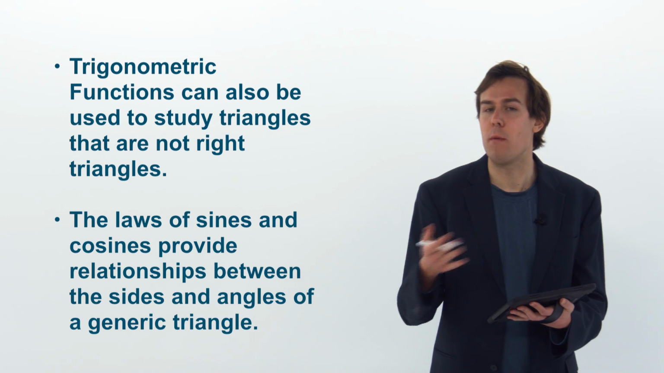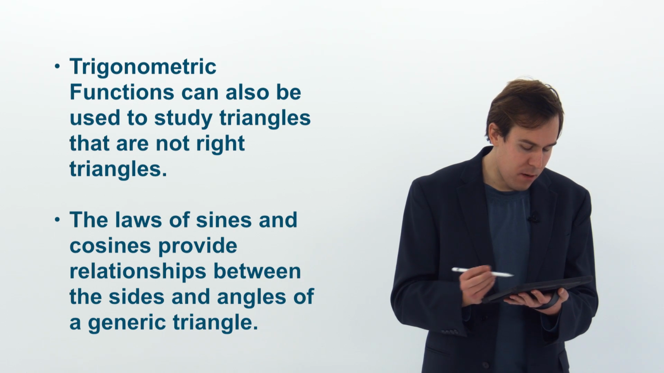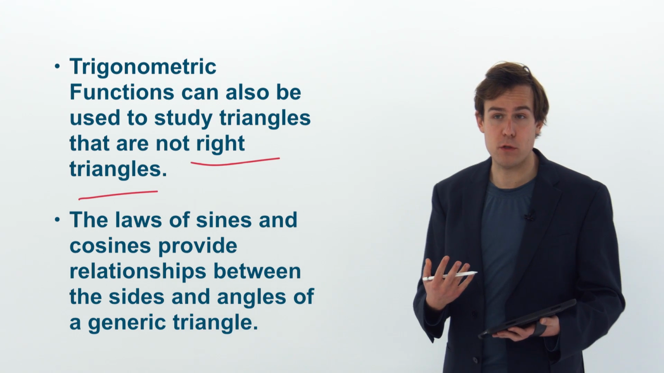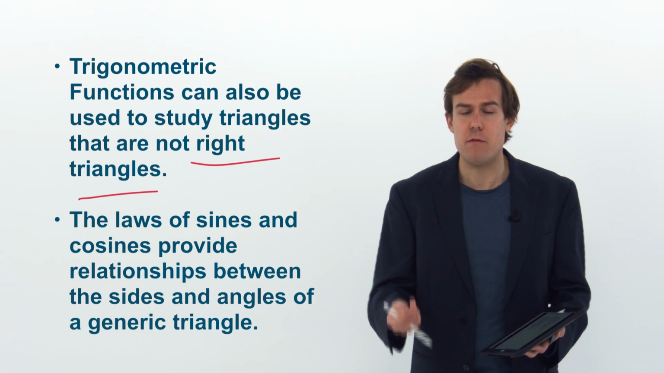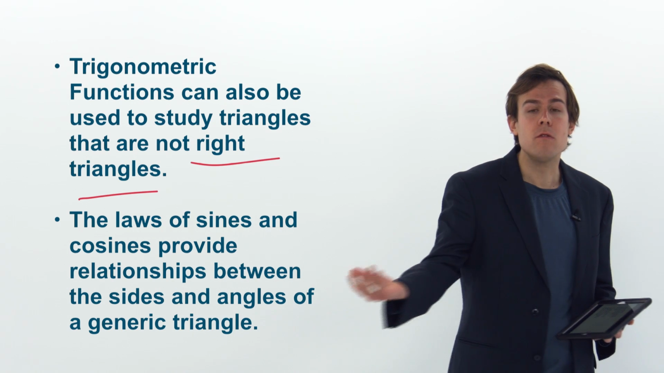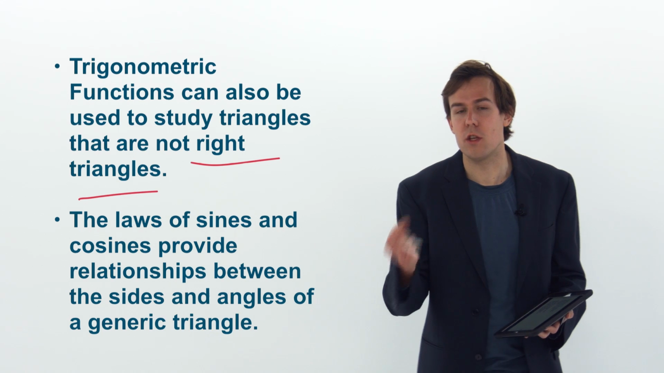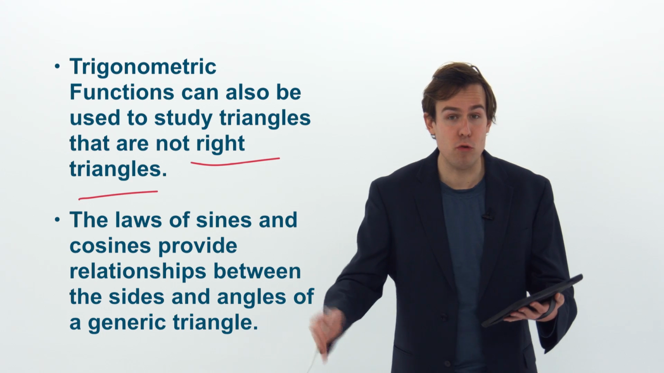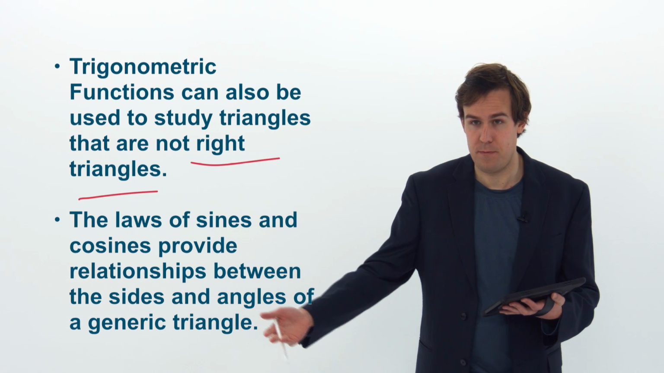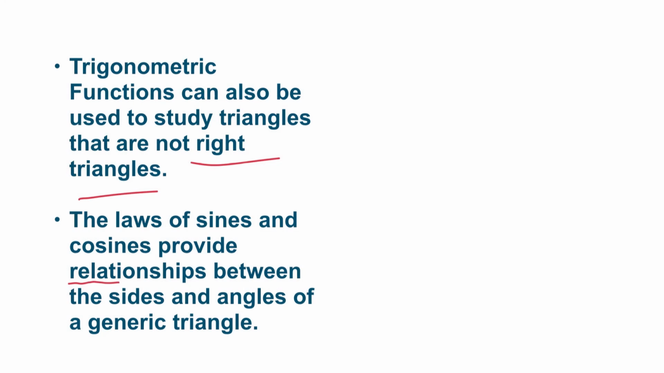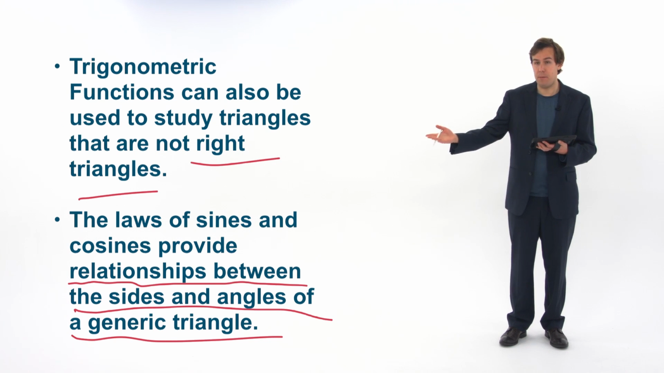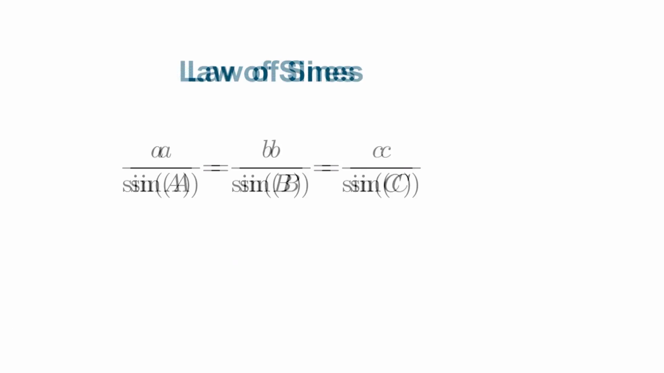What are the limitations of what we've seen so far? Well, our trigonometric functions have so far been limited to right triangles. So they are powerful tools. However, if you don't have a right triangle, there's nothing you can do so far. The laws of sines and cosines help us solve this by giving us tools for triangles that are not right triangles. They provide relationships between the sides and angles of a generic triangle, by which I mean one in which we don't assume there's a right angle. Any triangle is amenable to these techniques.